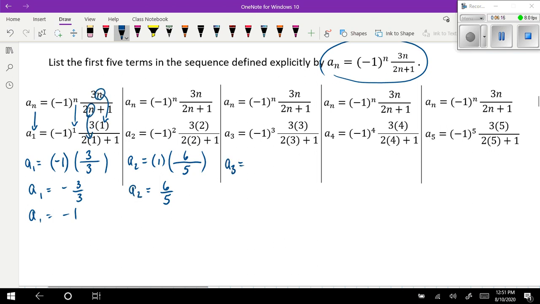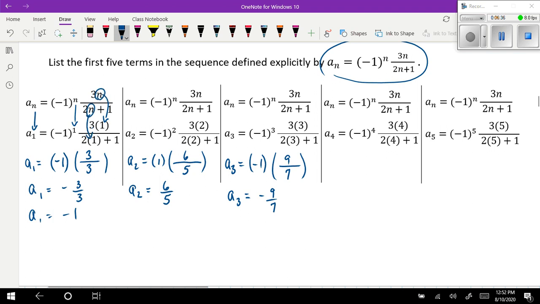So a sub 3 is negative 1 to the third, and of course you know that negative 1 times negative 1 times negative 1 is going to give you negative 1, multiplied by another fraction here. 3 times 3 on the numerator gives you 9. 2 times 3 is 6, plus 1 is 7. So my a sub 3 is going to equal negative 9 over 7.